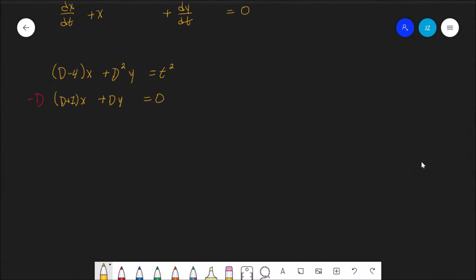This will give us d minus 4x minus d times d plus 1x. This will give us d minus 4 minus d times d plus 1, all operated on x, which winds up giving negative d squared minus 4x, and that equals t squared.